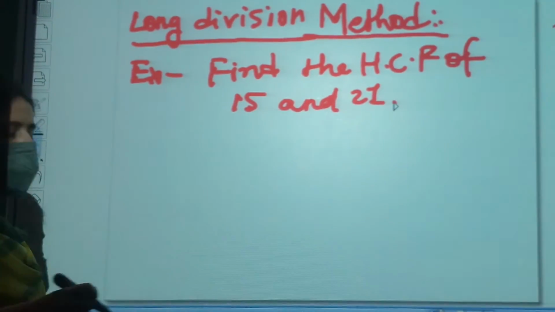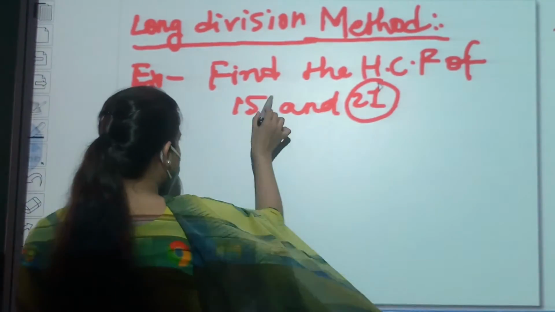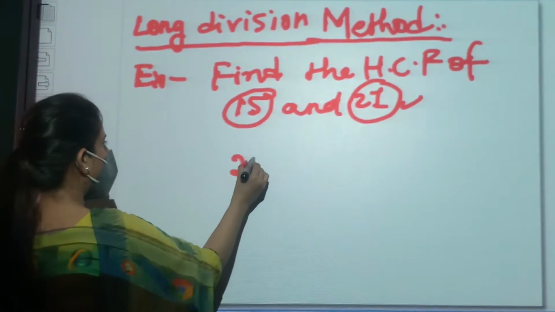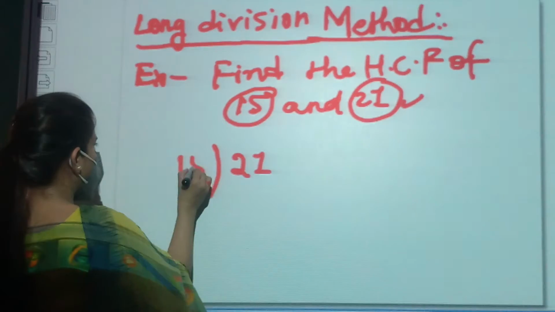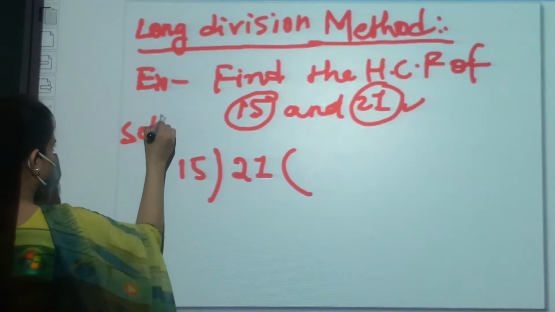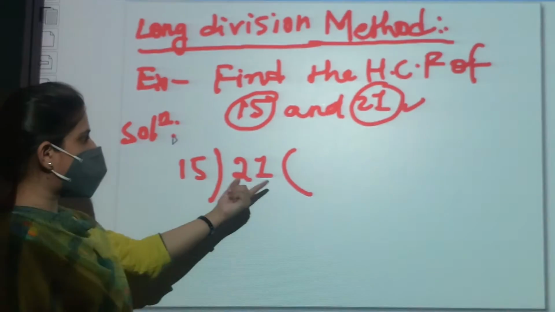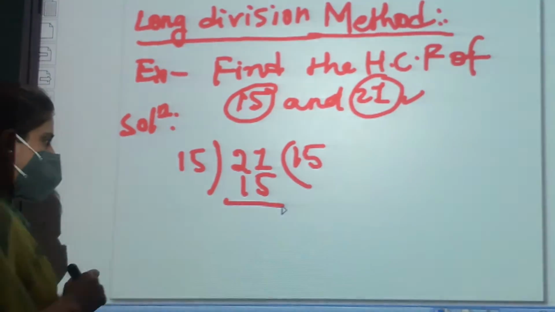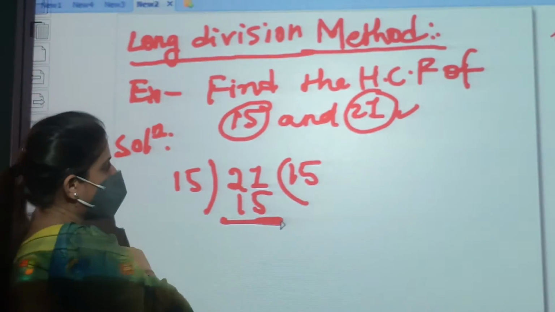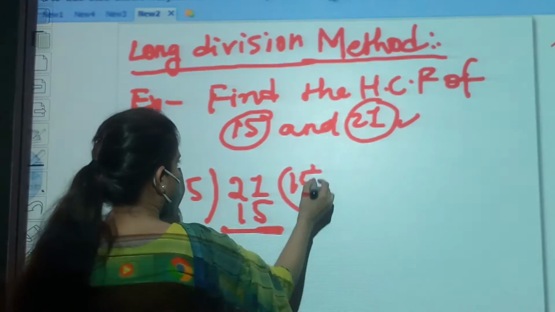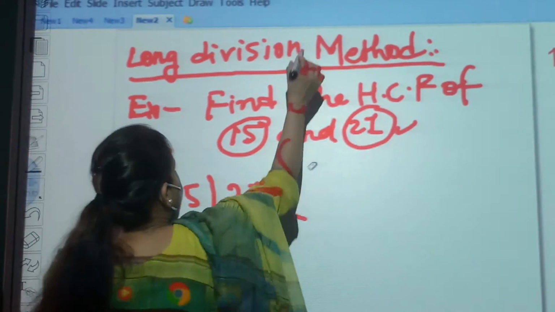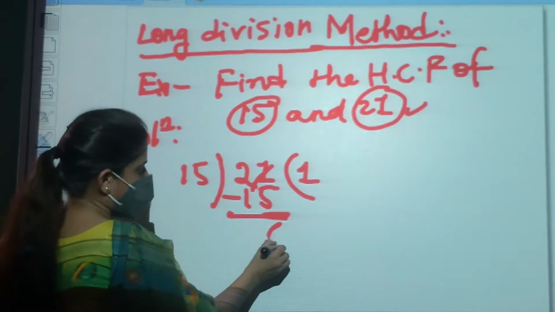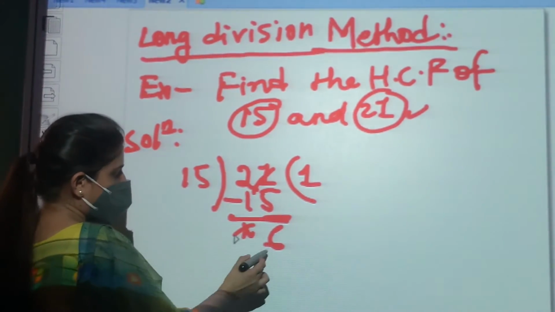What we will do is simply divide the greater number, between 15 and 21 which is greater, 21, by the smaller number, 15. Solution: simply divide the greater number by the smaller number. 15 ones are 15. Okay. What will we get? 21 minus 15 we will get 6. This is cut. Now what is the remainder?